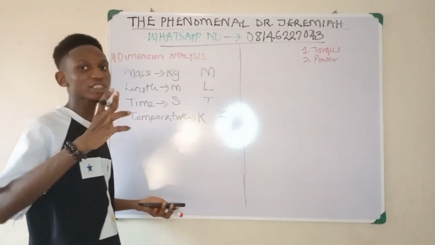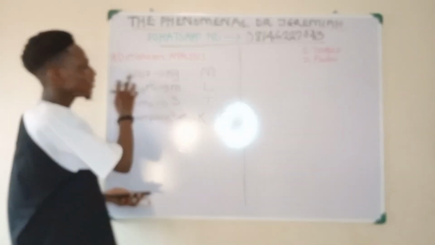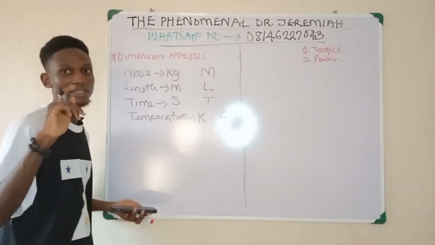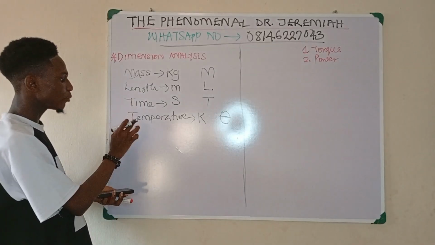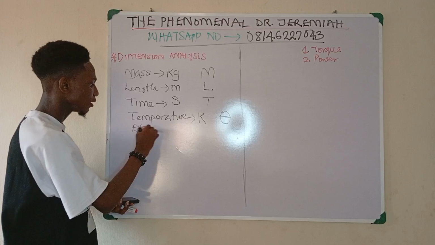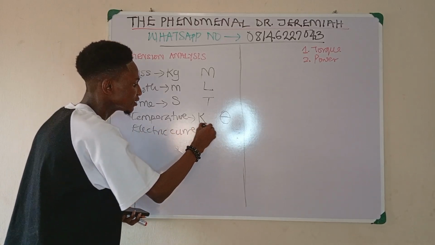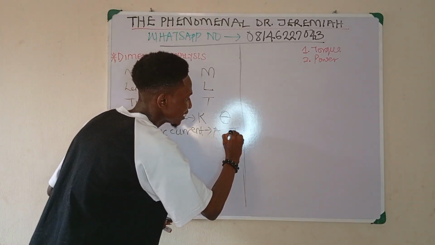Some secondary school teachers will tell you to just take the beginning of the word because mass is M, length is L. It's not true, so that's why I'm saying this. Then after temperature we have electric current. Its unit is amperes, represented as A, while its dimension is represented as I.